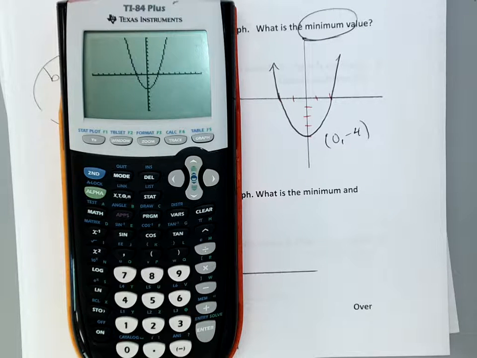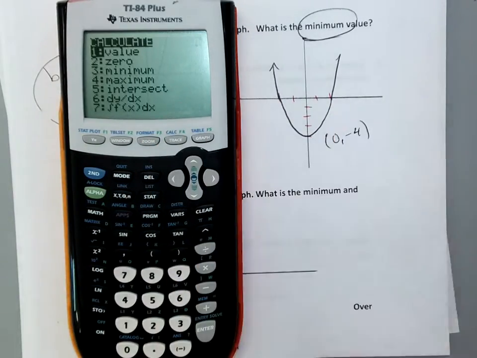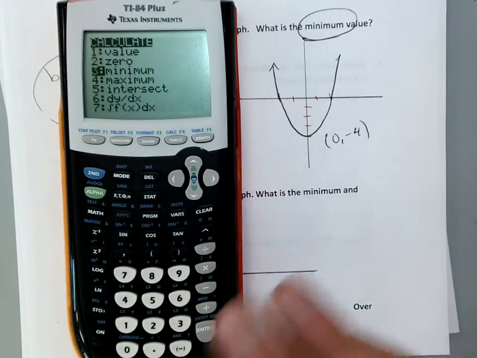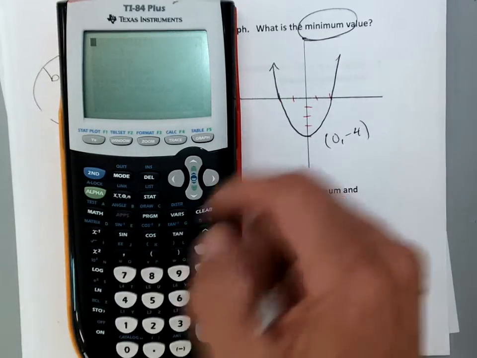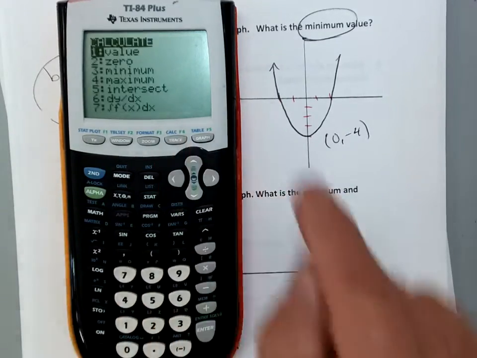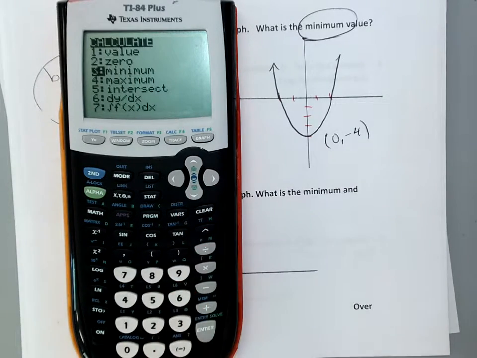It says calculate. So let's go second, calculate. And it has a minimum feature, okay? I'll do that again. It's right there in blue. Second calc, down to the minimum feature. That's going to help me find the minimum point, okay? Now, some graphs, and we're not there yet, can look like this. So then there's a lot of different minimums, aren't there?